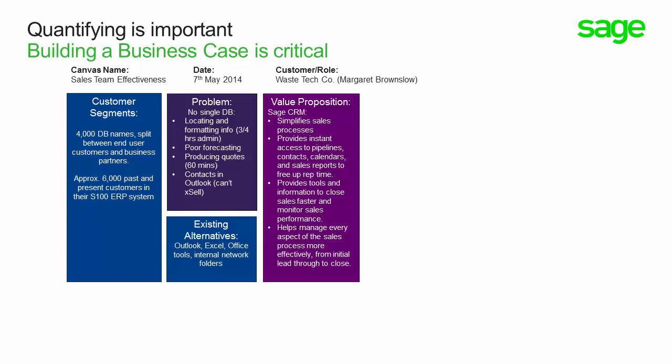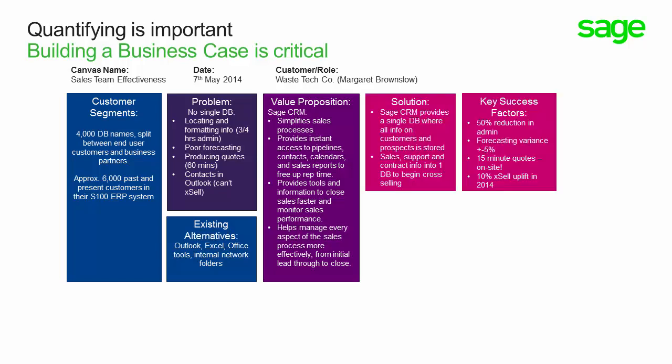Sage CRM will simplify the sales process. It'll make instant access to a lot of connected information. It'll provide tools to show information quickly and easily and monitor the sales process and generally manage sales more effectively. So that's our value proposition as a product. The solution specifically, we talk to then particular features potentially there, such as, in this example, a single database, which reflects back to the challenge in the customer segments on the left-hand side. And then our key success factors coming through here, the 50% reduction in admin, the improvement of forecasting variance, etc.